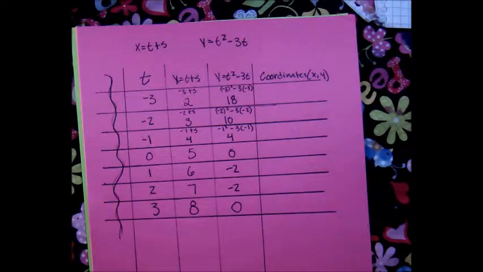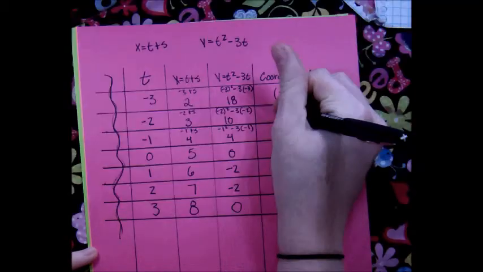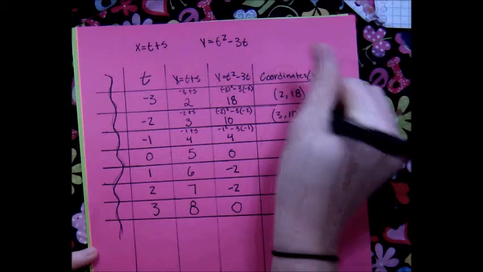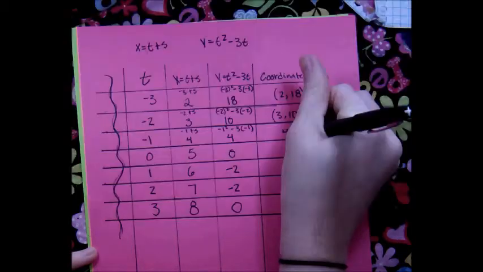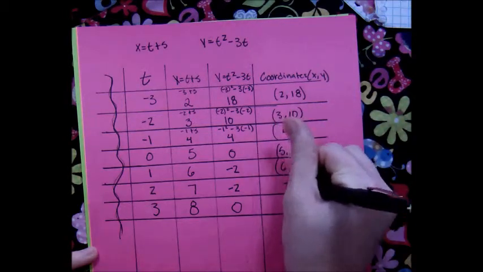And then our last column, which is our coordinates, you're just going to plug in the input and the output. So for example, our first one, we got 2 and 18, so our coordinates are 2, 18. In the second one, we got 3 and 10, so our coordinates are 3, 10, and so on and so forth.